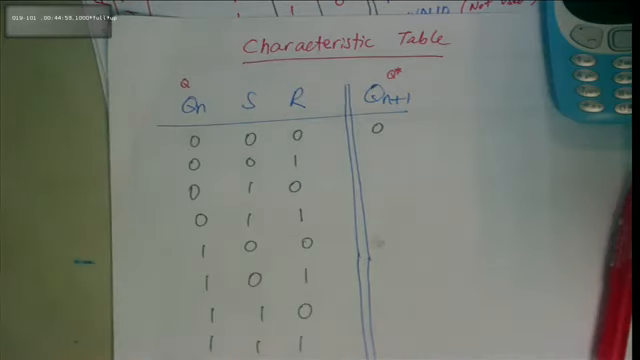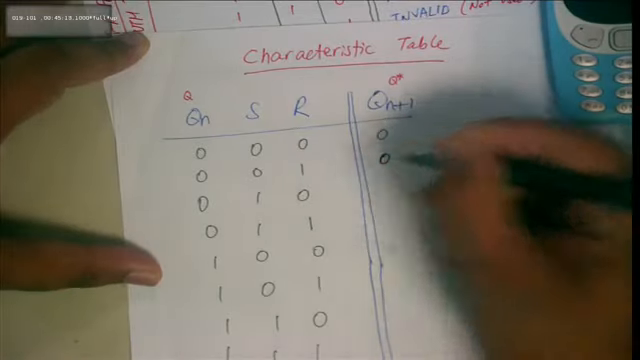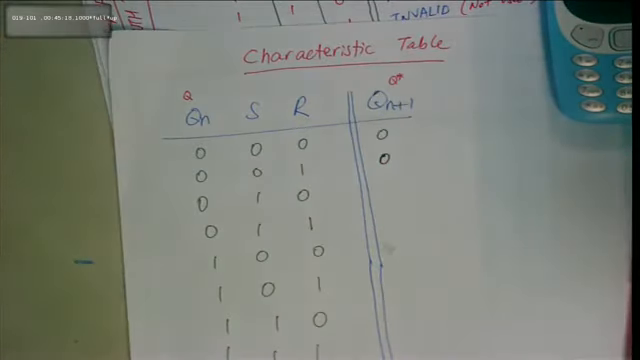Now, if S is 0, R is 1, according to our earlier table, what do we get? If S is 0, R is 1, we get reset, which is a 0. Qn does not play a role in it at all. Qn doesn't really matter because it's just fixed. 0, 1 will give you a 0.